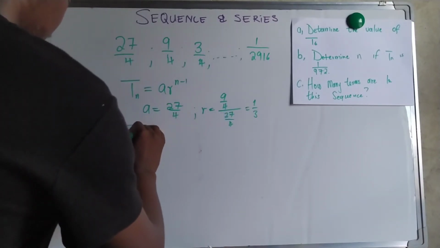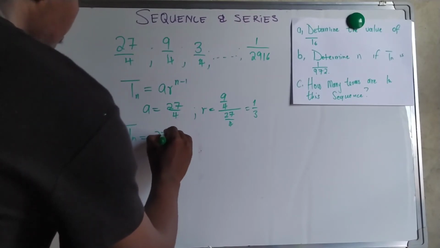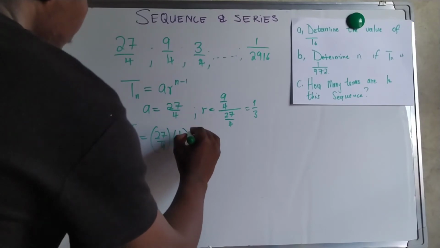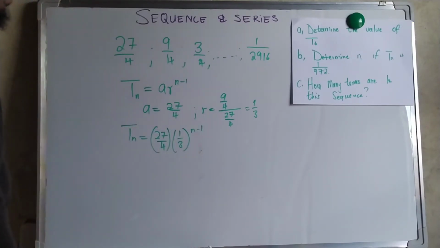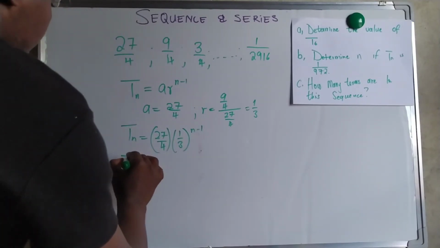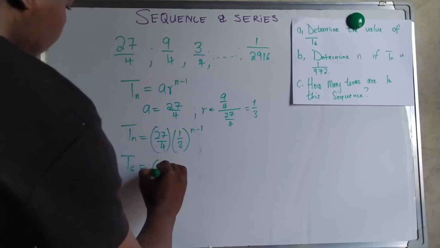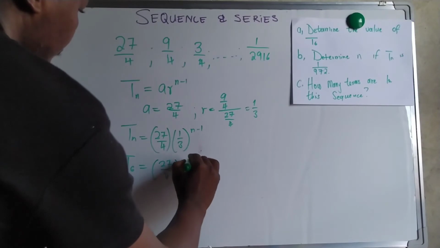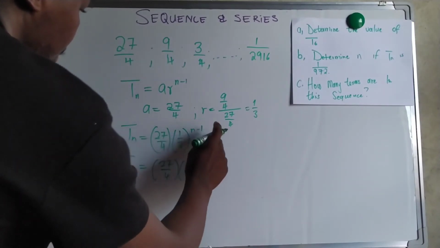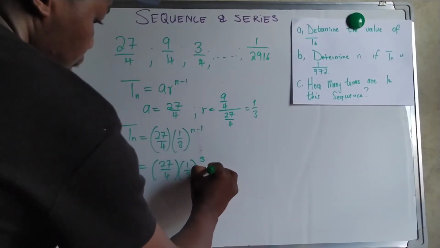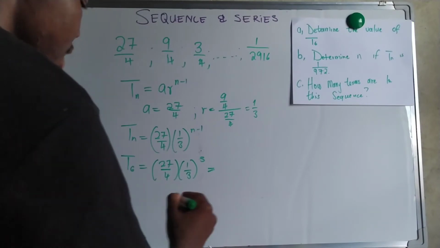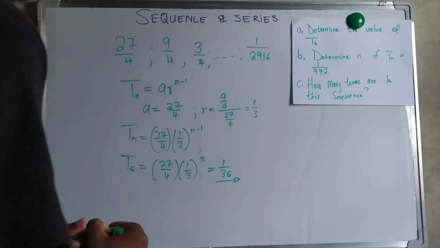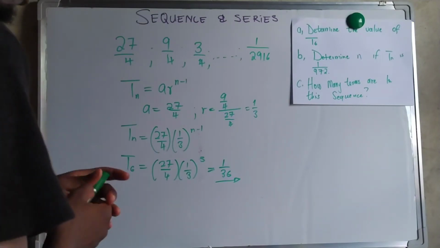So we can say Tn is equal to 27 over 4 multiplied by 1 over 3 to the exponent n minus 1. So since we're looking for T6, we're just going to substitute 6 where there's n. So we'll have 27 over 4 times 1 over 3 to the exponent 6 minus 1 is 5. And then we get our solution as 1 over 36. So we just solved the first question. Now for the second question.